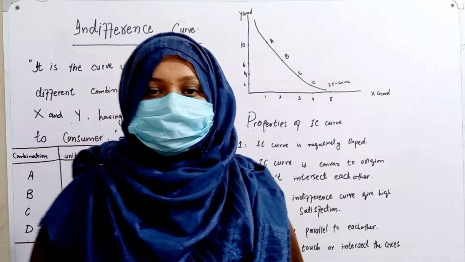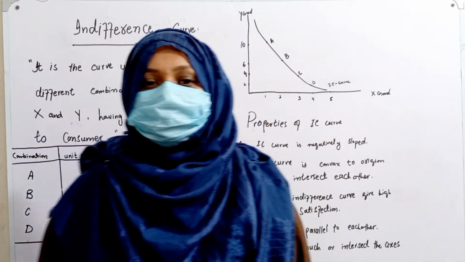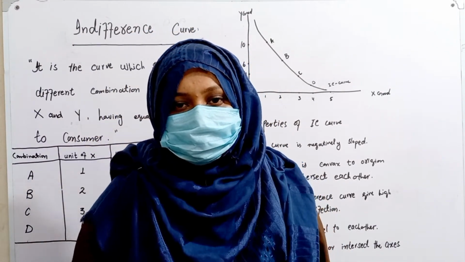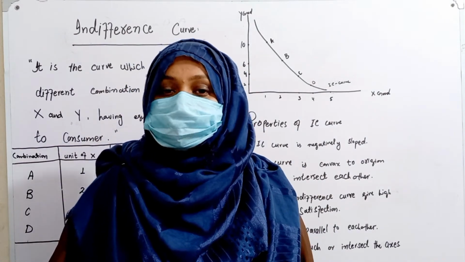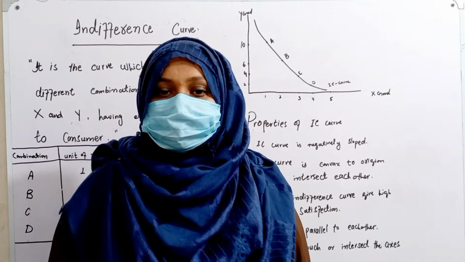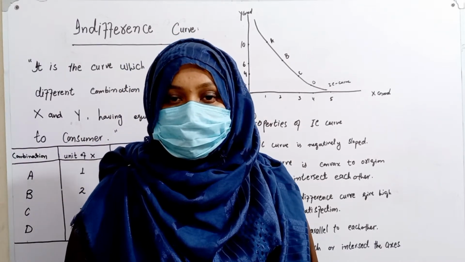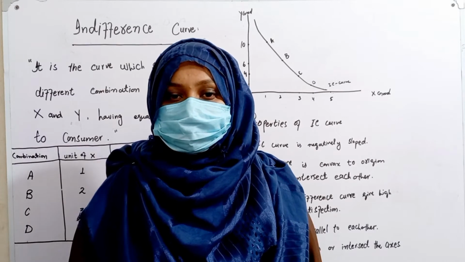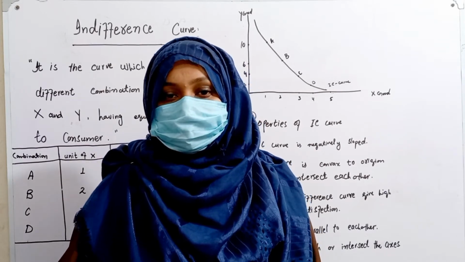Today the topic I am going to discuss is the indifference curve, in short called the IC curve. Now I am going to move toward the definition of the indifference curve. It is the curve which shows the different combinations of two goods which have an equal level of satisfaction to the consumer. Two goods like X and Y.